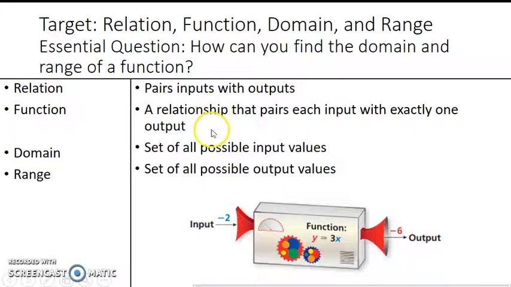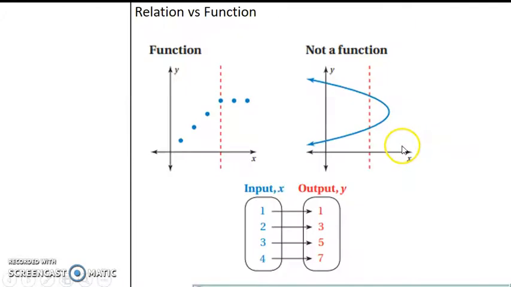Domain is a set of all possible inputs, x values, and range is the set of all possible output values, y values. Sometimes you'll hear this as a function machine, which is what we're going to be learning about. Okay, big picture, relation versus function. A function pairs every input with one output, input, one output, and so on.